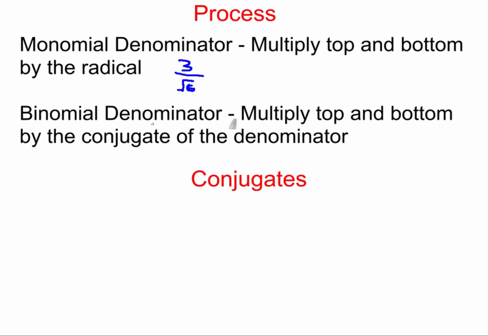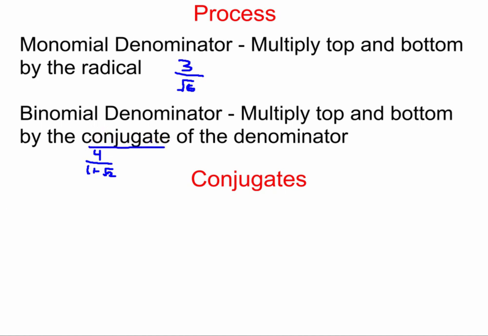If you have a binomial denominator, a binomial denominator would be something like 4 over 1 plus the square root of 2. The denominator is a binomial because it has two terms. If it's a binomial denominator, we're going to have to be a little more complex here. We have to multiply the top and bottom by the conjugate of the denominator.